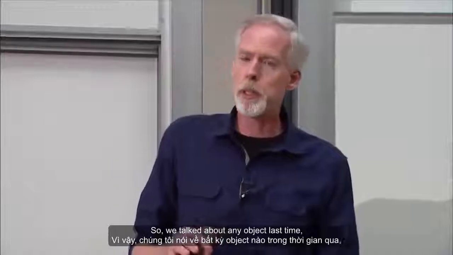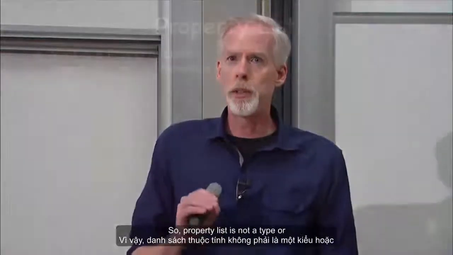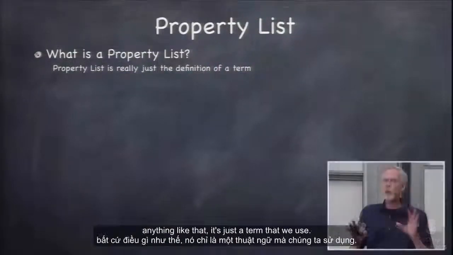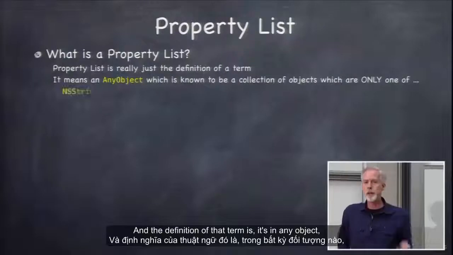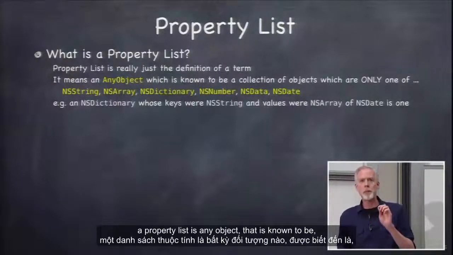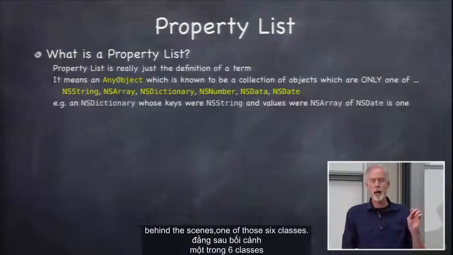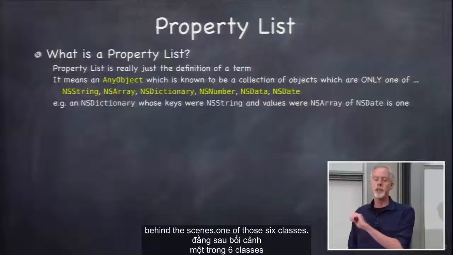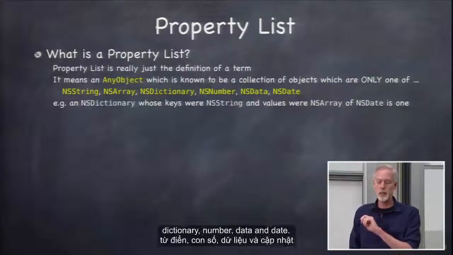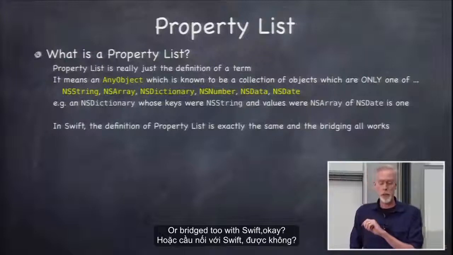All right, so we talked about AnyObject last time, and I'm going to talk about a use of AnyObject, which is called property list. So property list is not a type or anything like that. It's just a term that we use, and the definition of that term is it's an AnyObject. A property list is any AnyObject that is known to be, behind the scenes, one of those 6 classes: a string, an array, dictionary, number, data, and date. Or bridged to with Swift, okay?